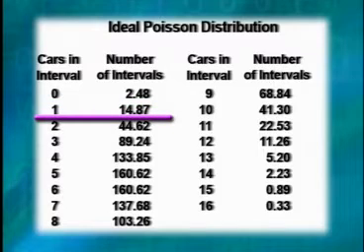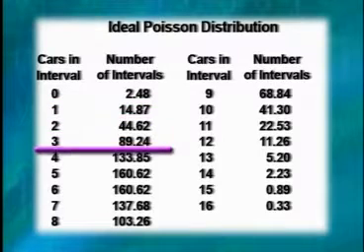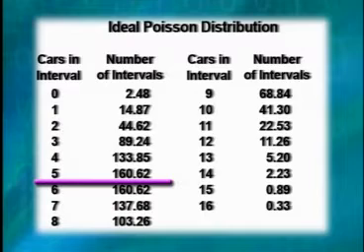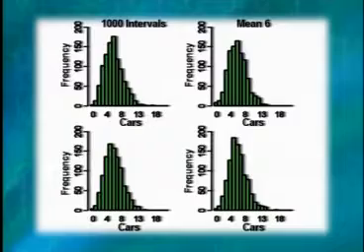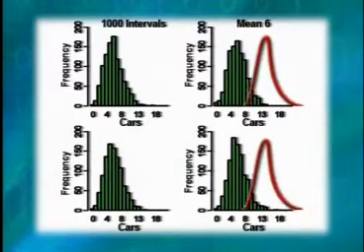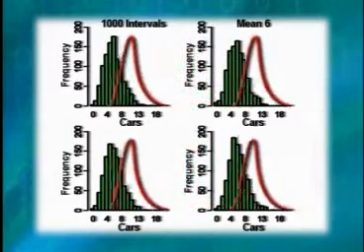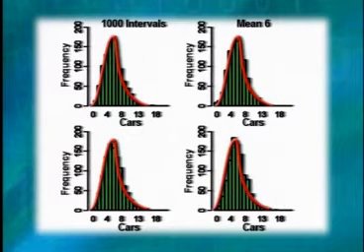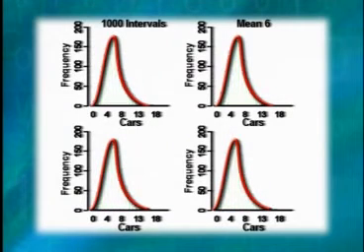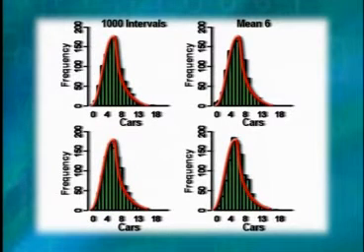How many? You see? So for each one, how many intervals would we expect exactly 5 cars to arrive? 160.62. So we can now go back to our graphs, our simulations, and superimpose the smooth curve that is the abstract mathematical approximation that we expect to approximate our data. And you see this is the same red curve that's superimposed on each of these 4 data sets, and you can see that they all approximate the data quite well.